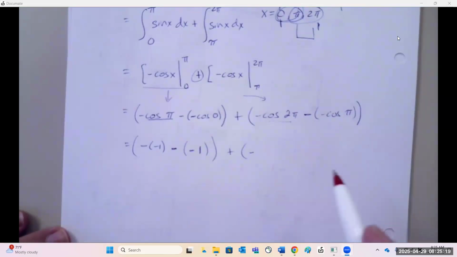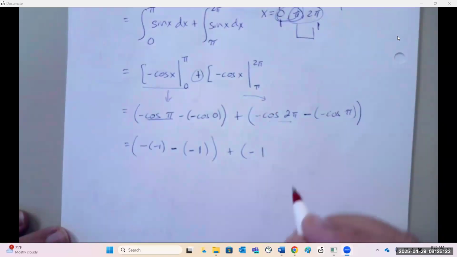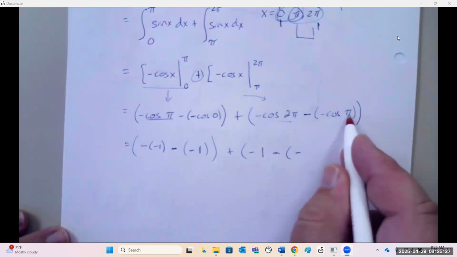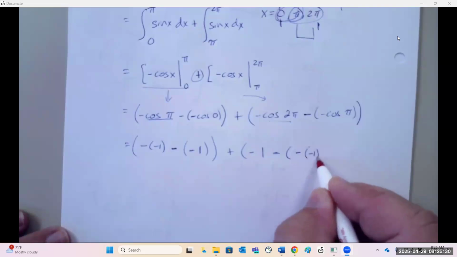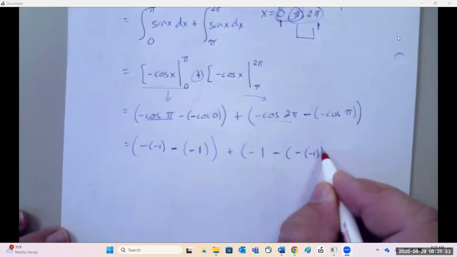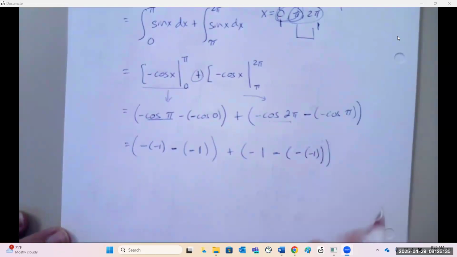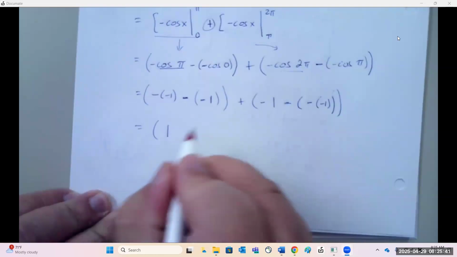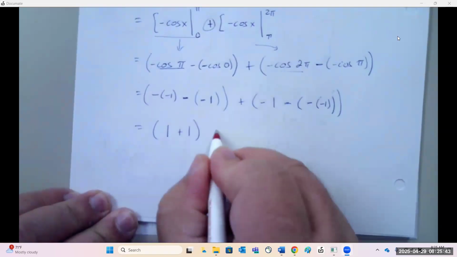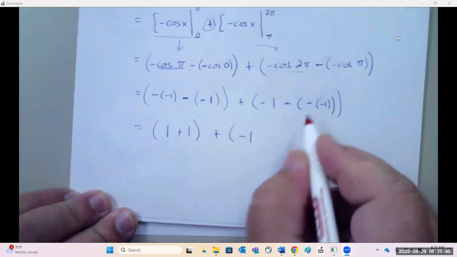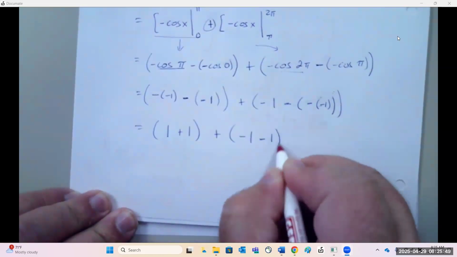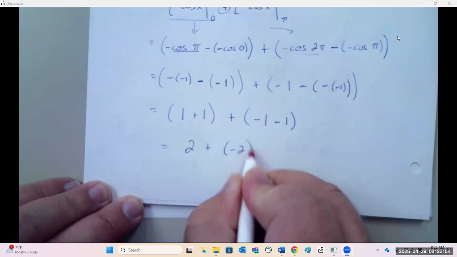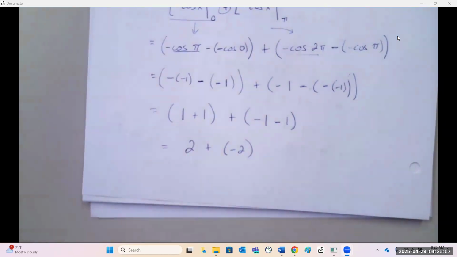Two pi is the same as 0, because it's all the way around. It's 1. And cosine at pi is negative 1. So we have negative, negative makes it a positive. That makes it a positive. Negative, there's triple negatives. So that one's 2, and this one's negative 2, which is what we expected.